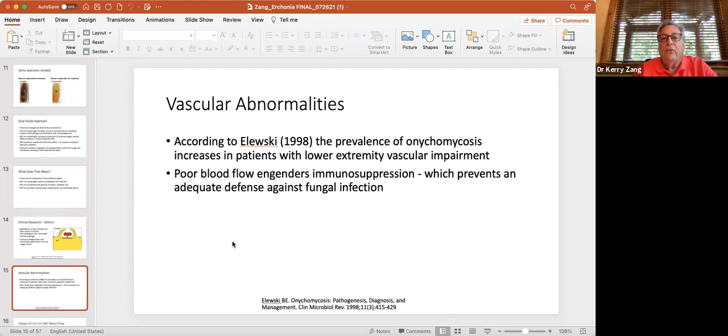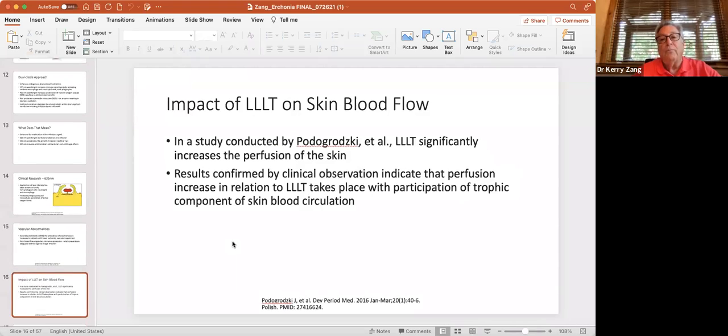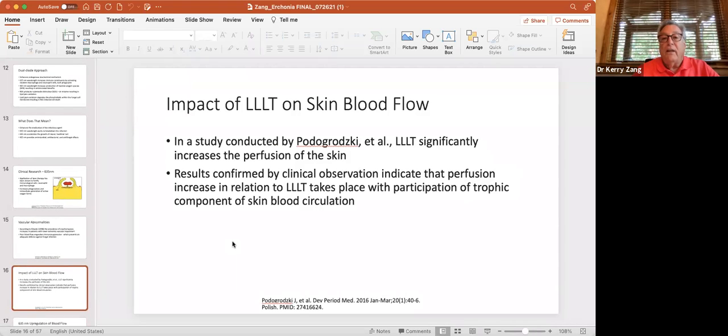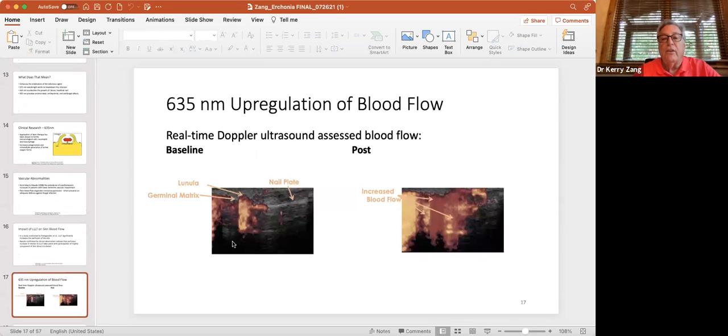So with vascular, there have been numerous studies which show that patients that have onychomycosis have a diminished vascular supply. And poor blood flow engenders immunosuppression, which reduces your defenses against fungal infection. So in another study, the low-level laser, the 635 wavelength, increases perfusion to the skin. And this actually increases the circulation.